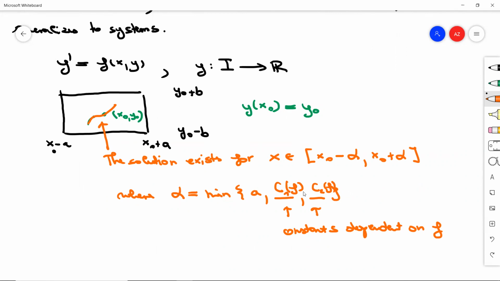So one was the constant which assured that y really stays within this rectangle. So c1 of f was the constant which really ensured that y doesn't go over the upper or the lower side of the rectangle, while c2 was a constant which really ensured that the solution exists. It was the constant which assured that some operator is a contraction. If you follow the proof with y and f being vector functions, the same works.